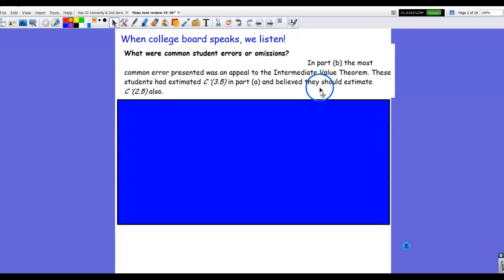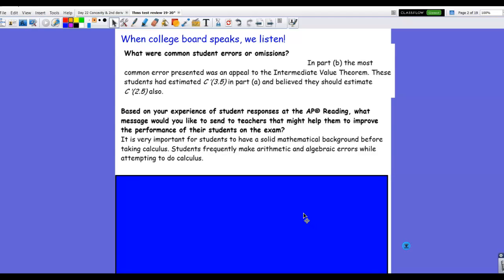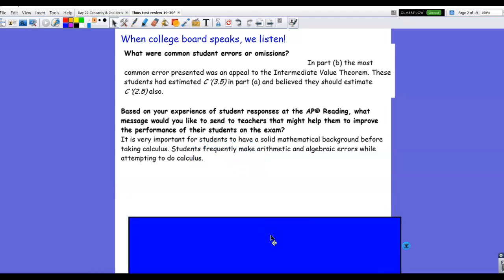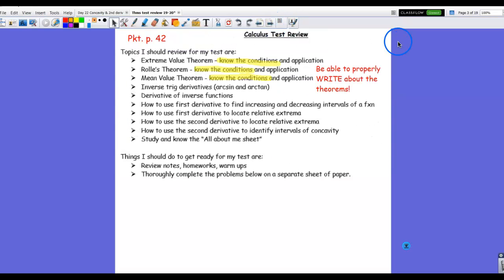So just like I said, in part B, which this was part B of this question, the common error presented was an appeal to the intermediate value theorem. So that was the mistake the students made, and this is what College Board tells us. They did a write-up to share with students and teachers. Based on your experience, what would you like to send to teachers to help them help their students? It's very important for students to have a solid math background before taking calculus. Students frequently make arithmetic and algebraic errors while attempting to do calculus. I'm not sure why that was helpful, but that's what they said.